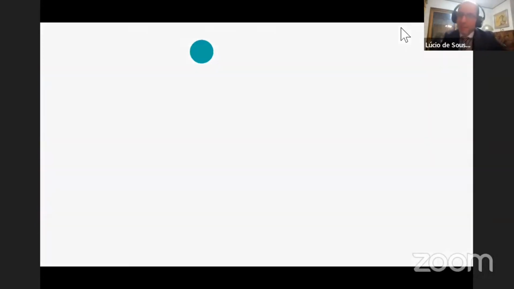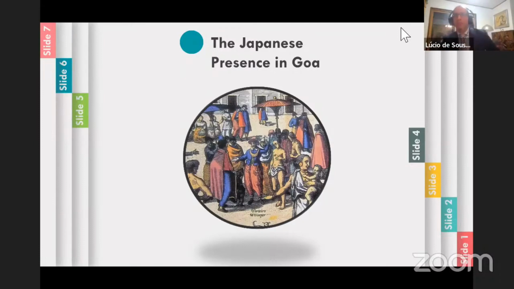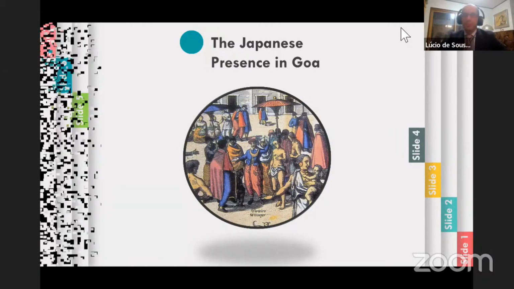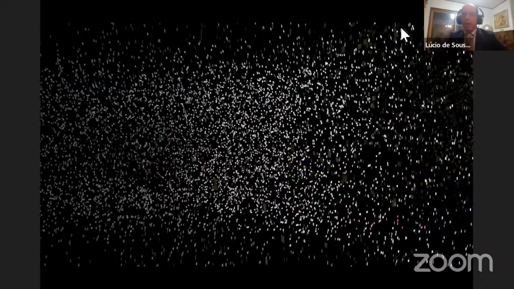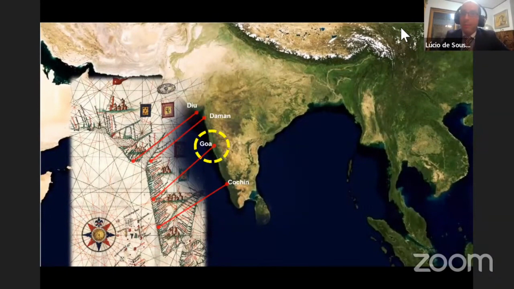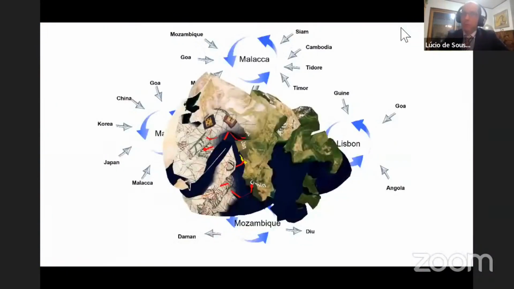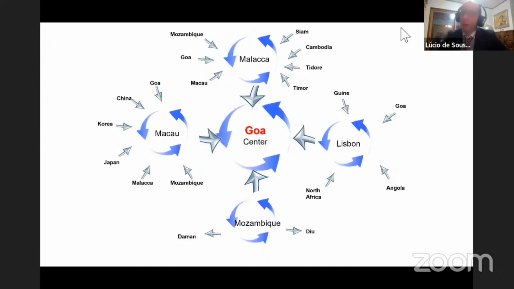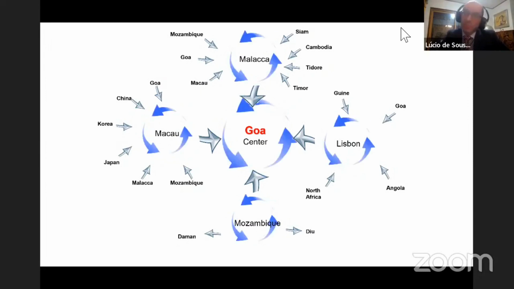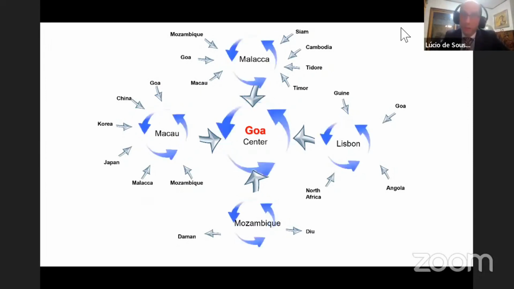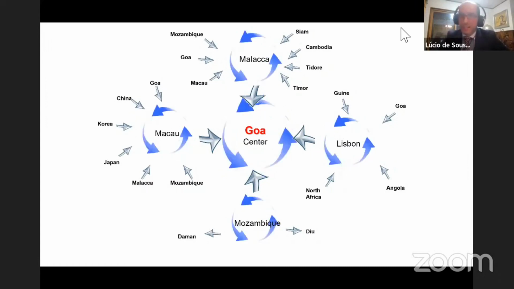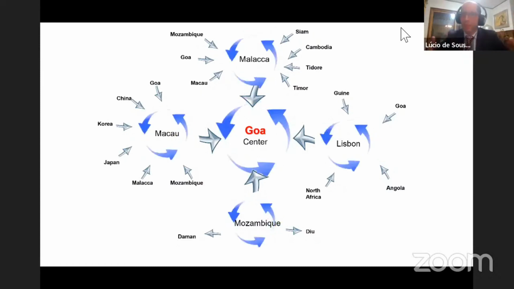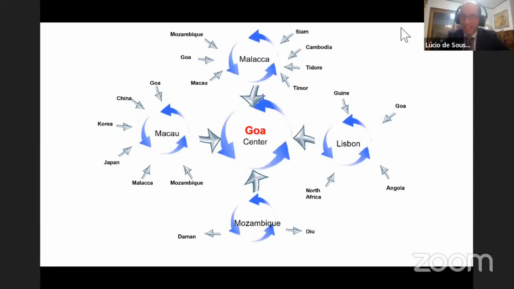So after these two cases, let's go the other way around because we don't have much time and focus our attention on the Japanese presence in Goa. I will start by saying to you, probably you know that, it's not a novelty, that Goa was the center of a very important human trade. So humans were being sold in this city as commodities. And Goa's slave market had several other ones, for example, Macau, Mozambique, Malacca, Lisbon, but many others. So it was a very complex network.